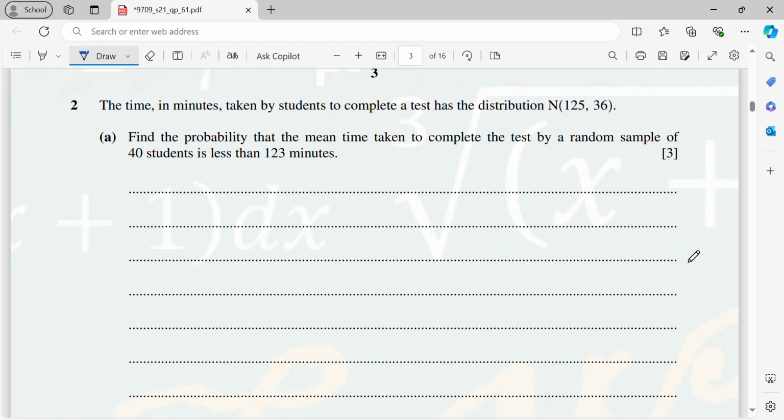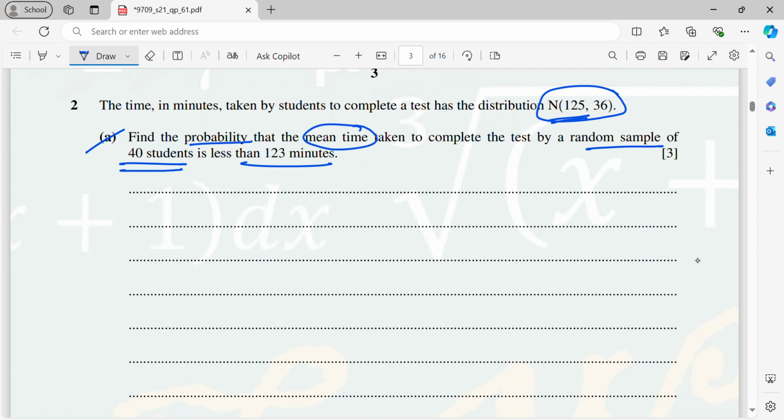Okay, question number 2. The time in minutes taken by students to complete a test has a normal distribution. A, find the probability that the mean time taken to complete a test by a random sample of 40 students is less than 123 minutes. Okay, this is a normal distribution. But then it's mentioned here, mean time.